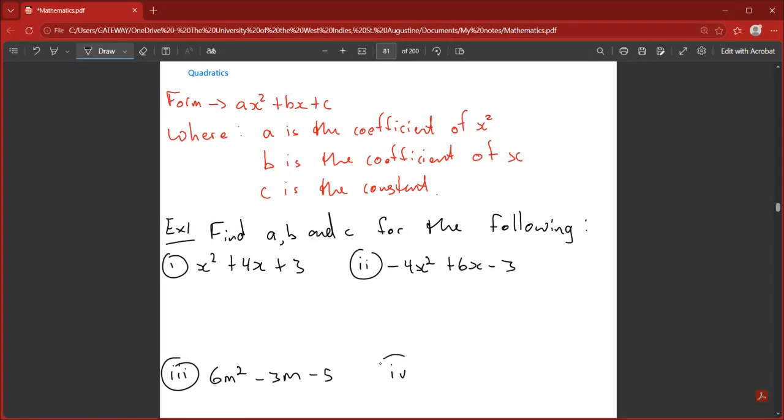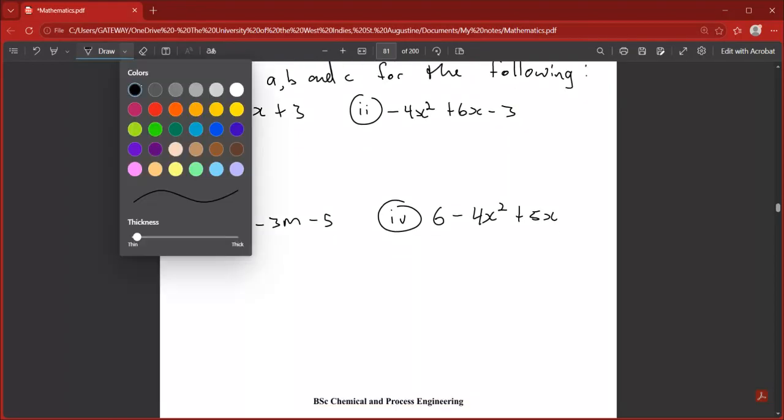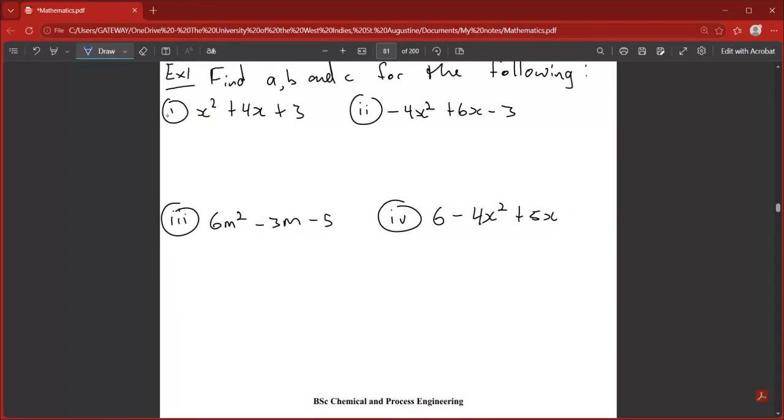Part 4, we have 6 minus 4x squared plus 5x. So we had to get the values for A, B, and C. So recall the general formula is the form ax squared plus bx plus c. So you have to ensure that the given expression is written in this form as well. So a is the number in front of x squared, which in this case is 1. B in this case is the coefficient of x, which is 4. C is the number by itself, in this case it's 3.